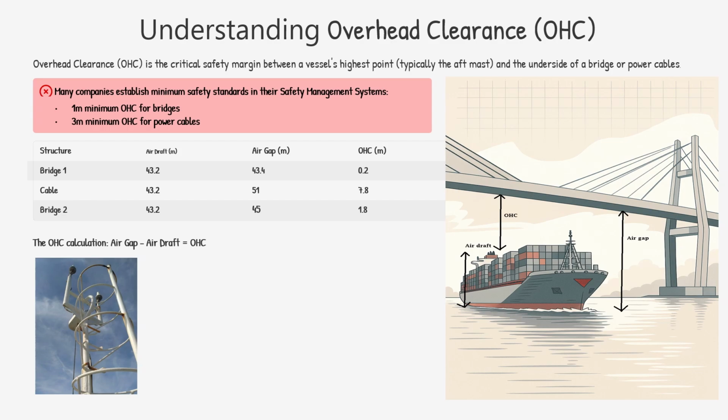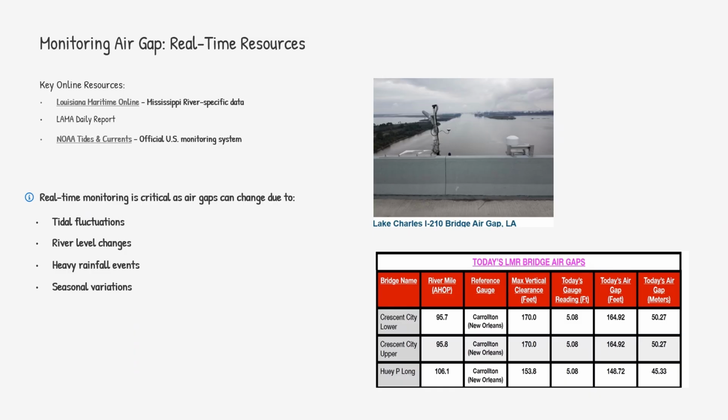Even after calculating the air draft and overhead clearance, remember, conditions are never static. Air gaps can change due to tidal fluctuations, river level changes, heavy rainfall, seasonal variations. That's why real-time monitoring is essential.